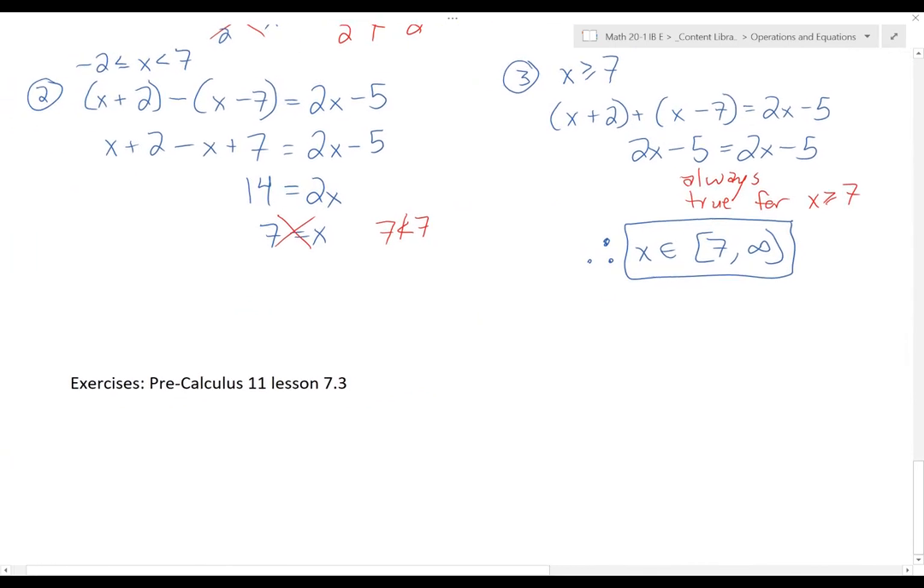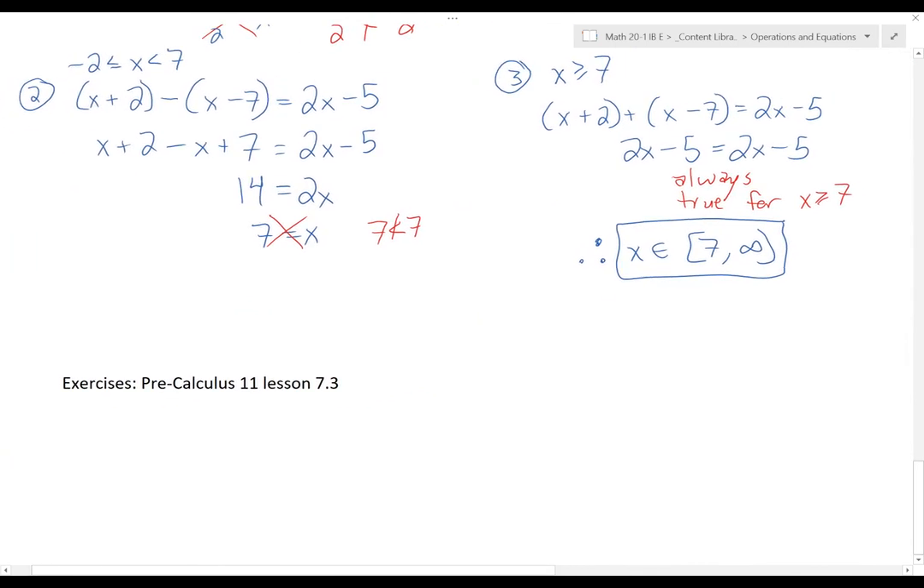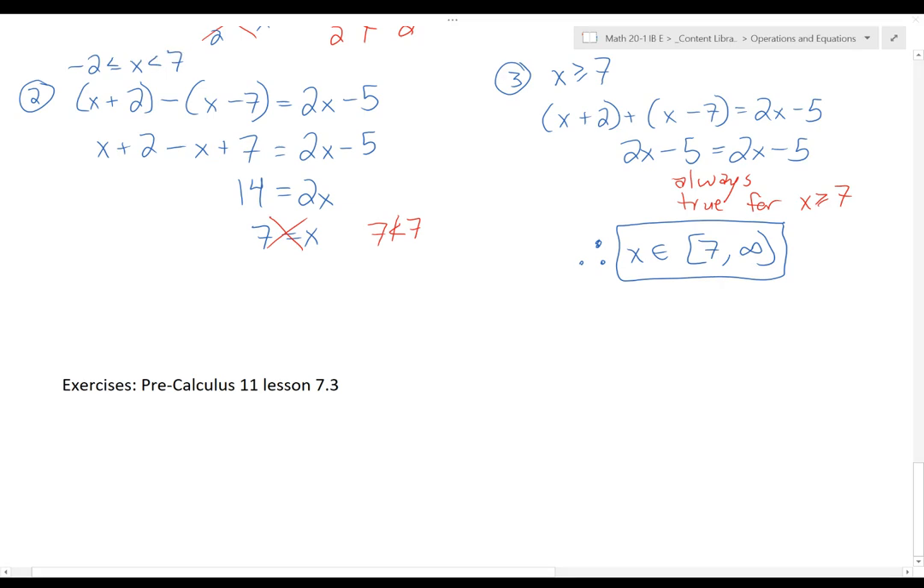And to practice this, you can look at the exercises in lesson 7.3 of your pre-calculus 11 textbook.